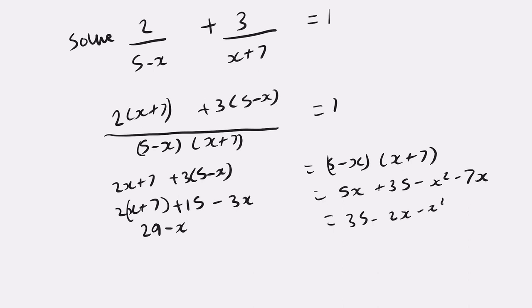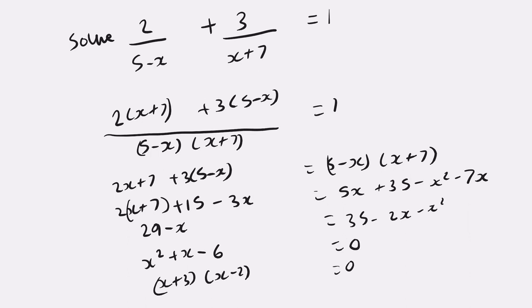Bring everything to one side and make the right-hand side equal 0. That would be x squared plus x minus 6 equals 0. How did I get that? 29 minus 35 is minus 6. Minus x plus 2x would be x. And minus x squared, you add the x squared to the other side to cancel that out. So that's how I got that. x plus 3, x minus 2 equals 0.